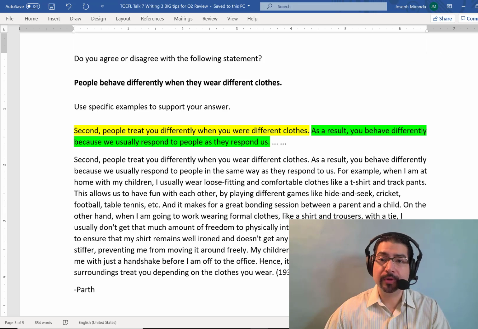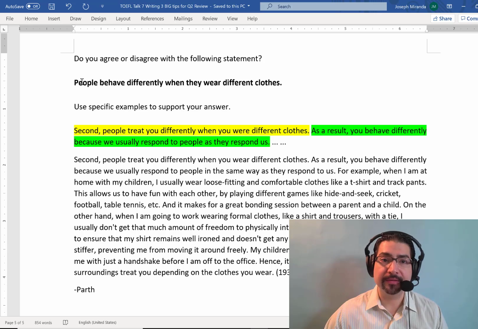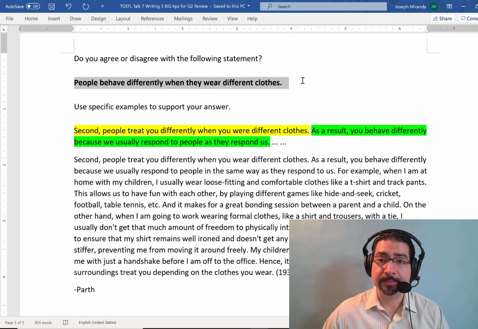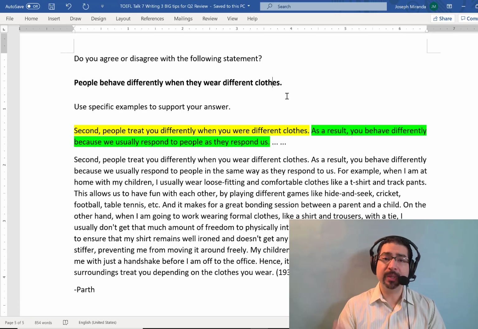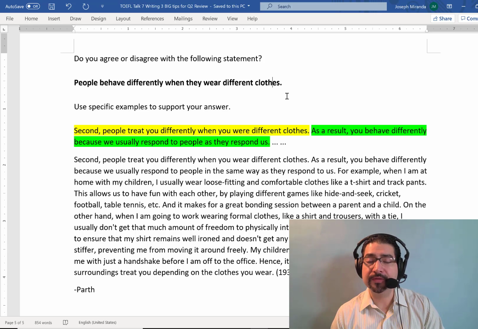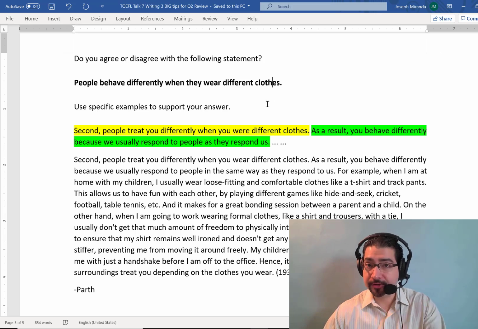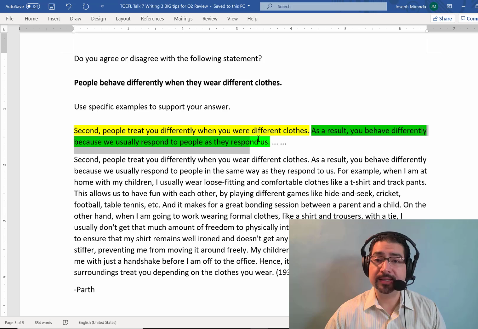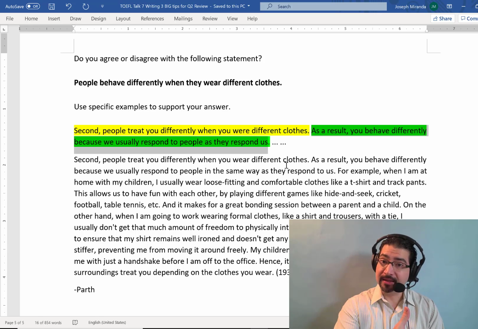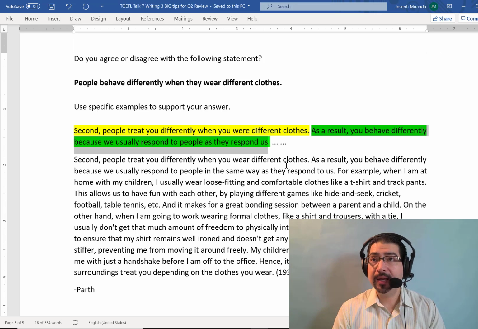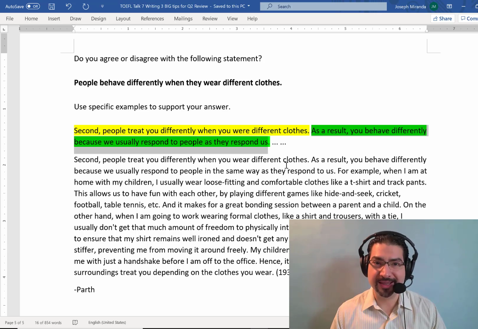So we wrote the first sentences of this second paragraph, body paragraph, if we agree with the statement. So we're agreeing with the statement, people do behave differently when they wear different clothes. And we began our body paragraph together. And here's what we wrote. The yellow is step 1. The green is step 2. You can always go back in the video to review step 1, 2, 3, 4 if you haven't already, or review episode 4 of the series so you're clear on that.